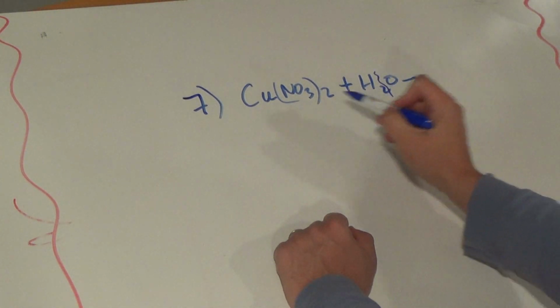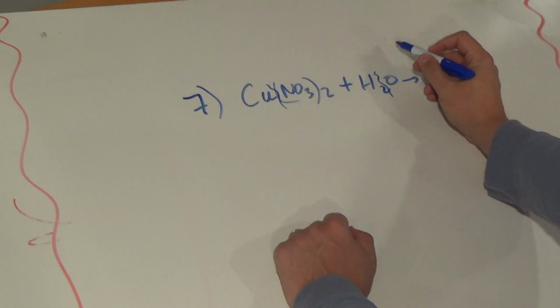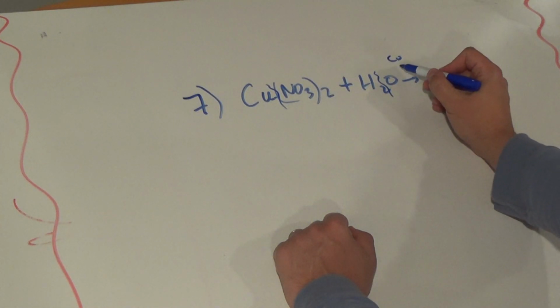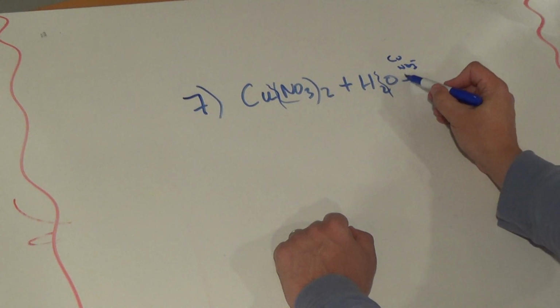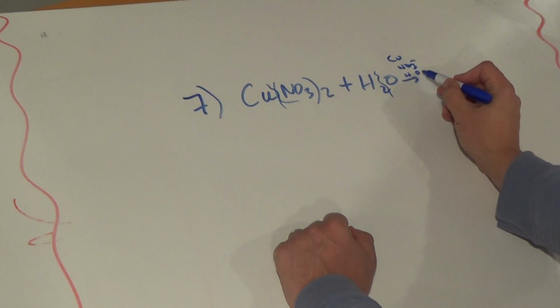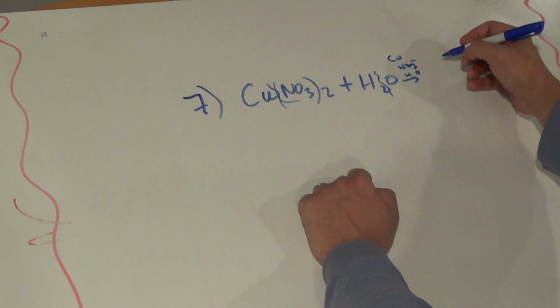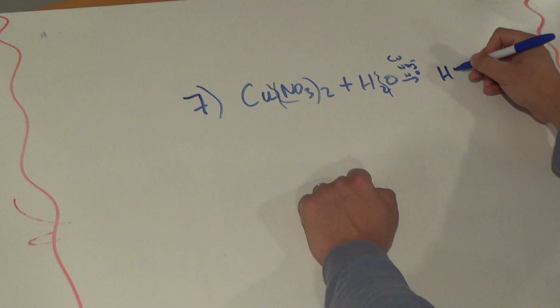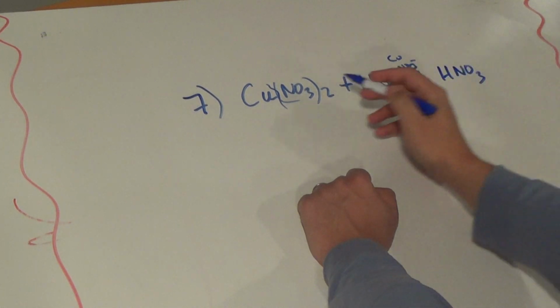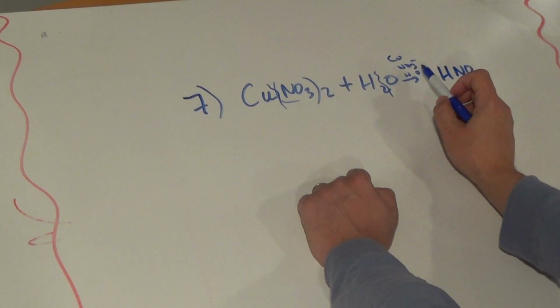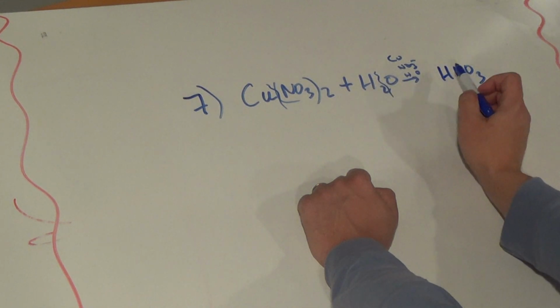So this is going to break and this is going to break. So you got some copper running around. You got some nitrate polyatomic ions running around. You got some hydrogens. You got some oxygens. So let's see. We got hydrogen nitrate. Another name for that is nitric acid. So that's taken care of, and this is taken care of. What's left over? There's still some excess hydrogen.